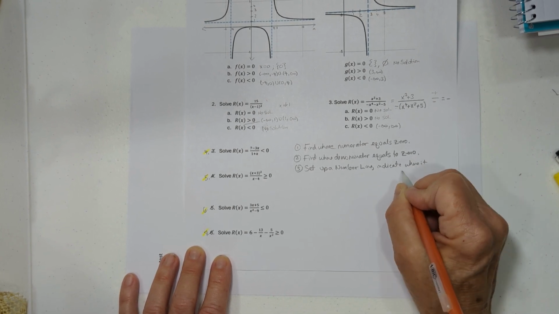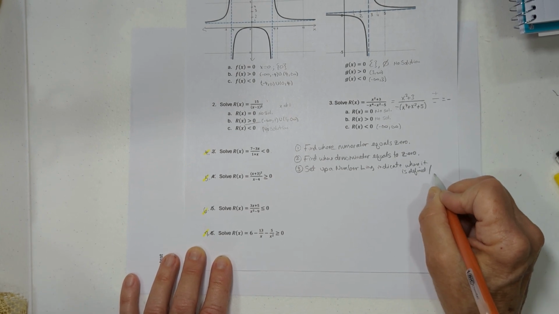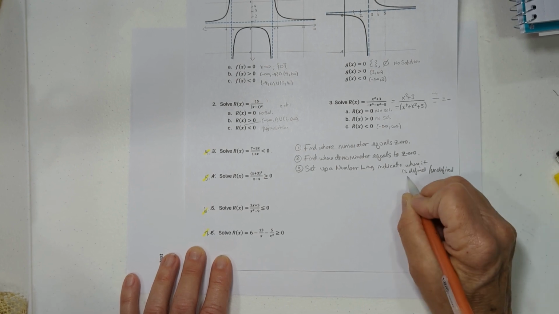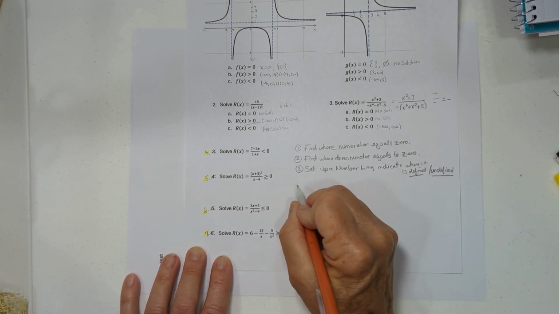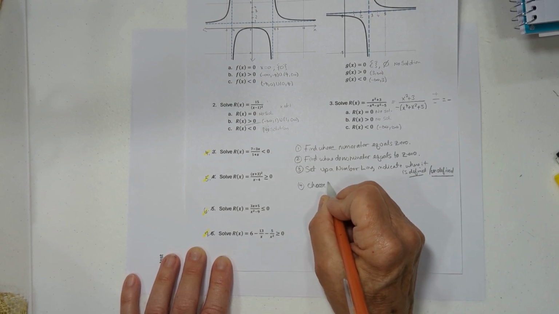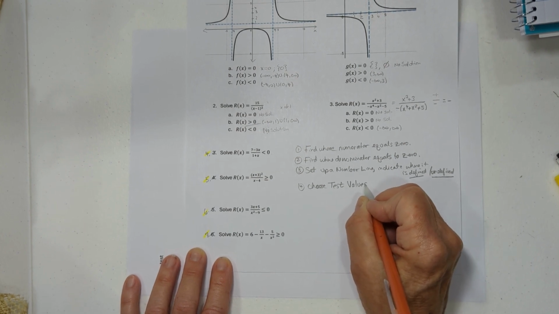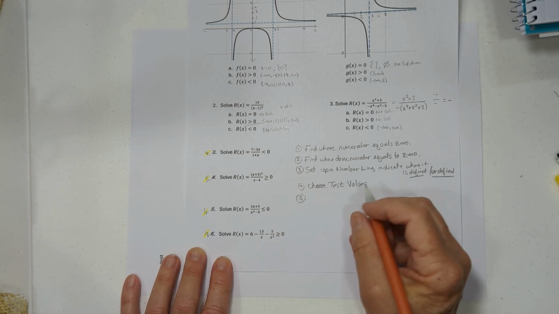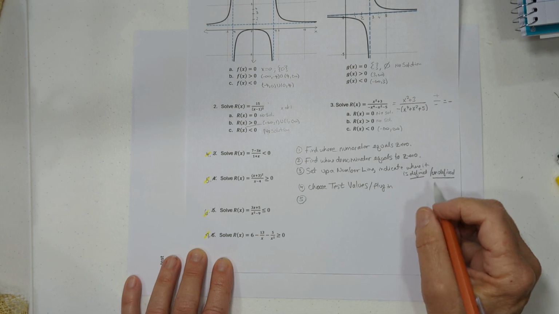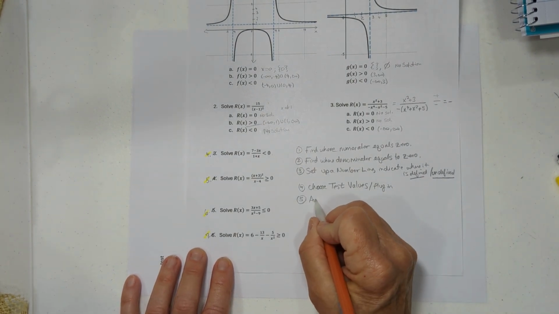where it is defined or undefined. Number 4, you will choose test values. And number 5, you will plug in. Then number 6, you will answer the question.